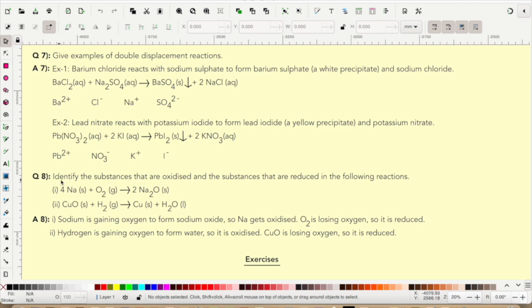Eighth question. Identify the substances that are oxidized and the substances that are reduced in the following reactions. First one is 4Na plus O2 makes 2Na2O. Here sodium is gaining oxygen to form sodium oxide, so Na gets oxidized. O2 is losing oxygen, so it is reduced. Second part is CuO plus H2 makes Cu plus H2O. Hydrogen is gaining oxygen to form water, so it is oxidized. CuO is losing oxygen, so it is reduced.